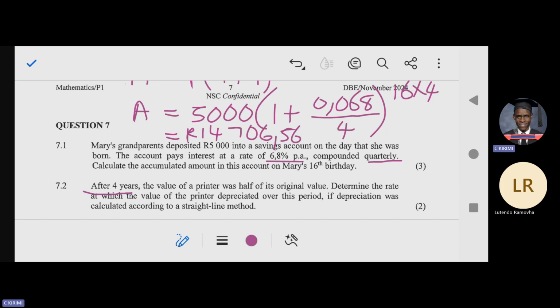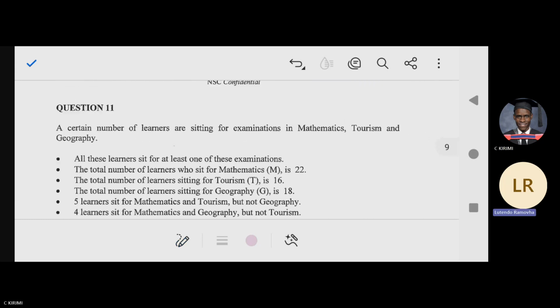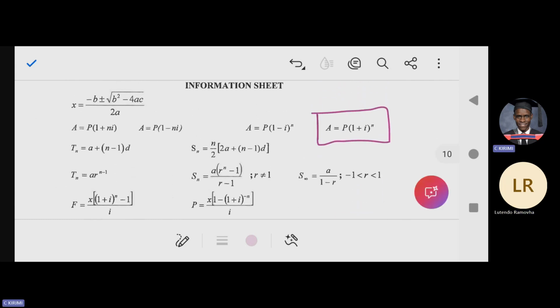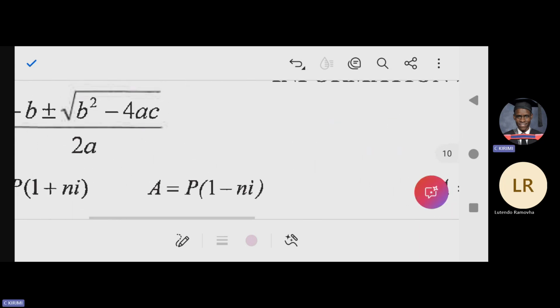Okay. So according to straight line method, which formula are you going to use here? A equals P times (1 minus IA). That is straight line method, isn't it? Yes. The instruction is telling us that after 4 years, it's half. So the final amount is going to be P over 2, where P was the initial value. That is my final amount.